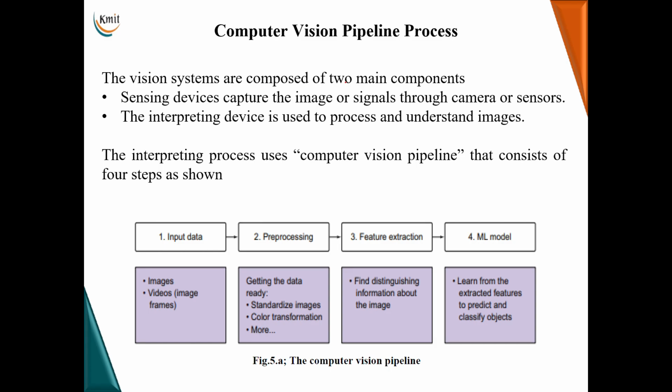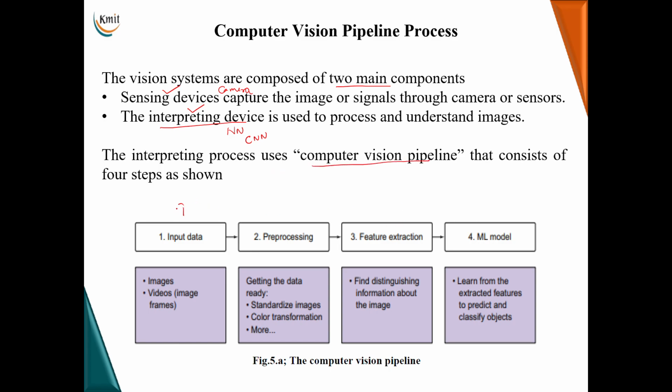We have talked about the two main components of a vision system. One is the sensing device and the other is the interpreting device. In the sensing device, we make use of a camera to capture the image. This captured image is to be interpreted. So we make use of an interpreting device where a few neural network algorithms or convolutional neural network algorithms are used. To make use of these algorithms, the interpreting device needs to follow a few steps called the computer vision pipeline.